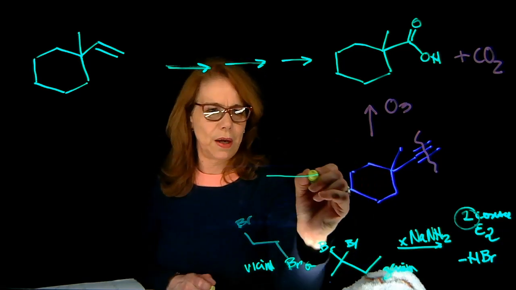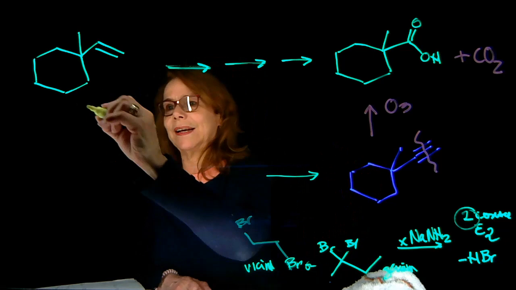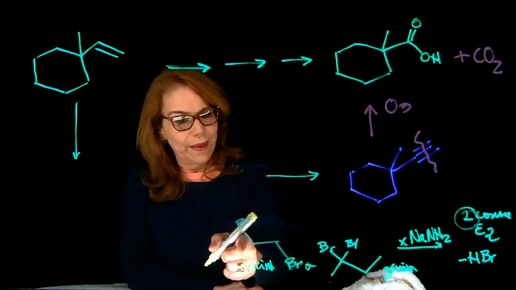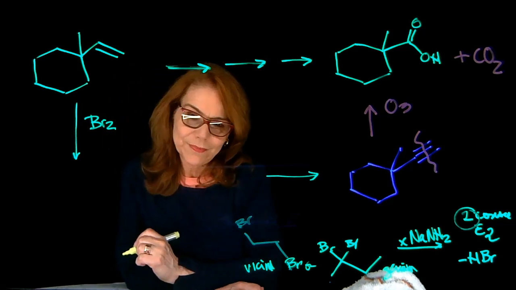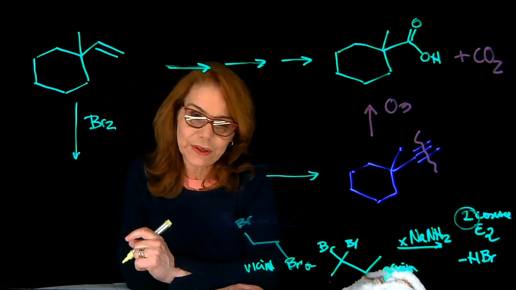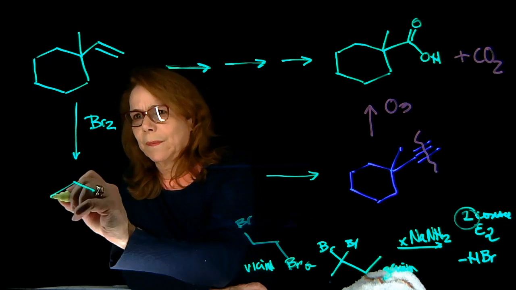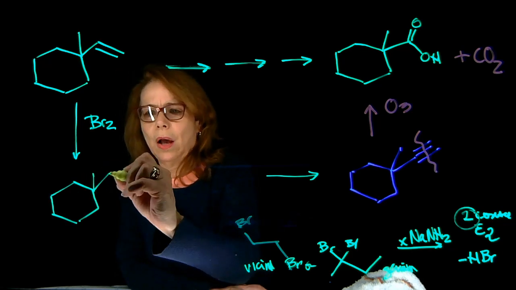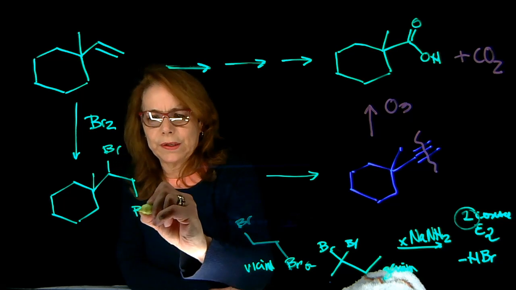So backwards, then, I need to make a dihalide from this one and then perform the elimination. So what that means is that I need a bromination reaction. So the bromination reaction of the alkene is going to give me what I need. So I'm going to have a bromine here and another bromine here.